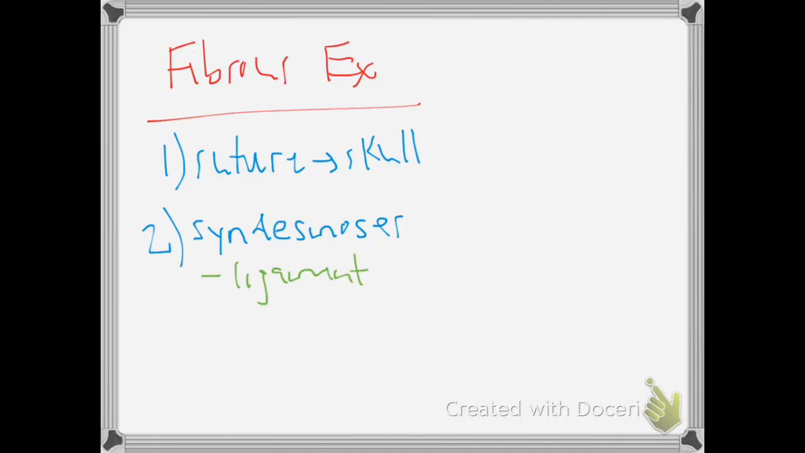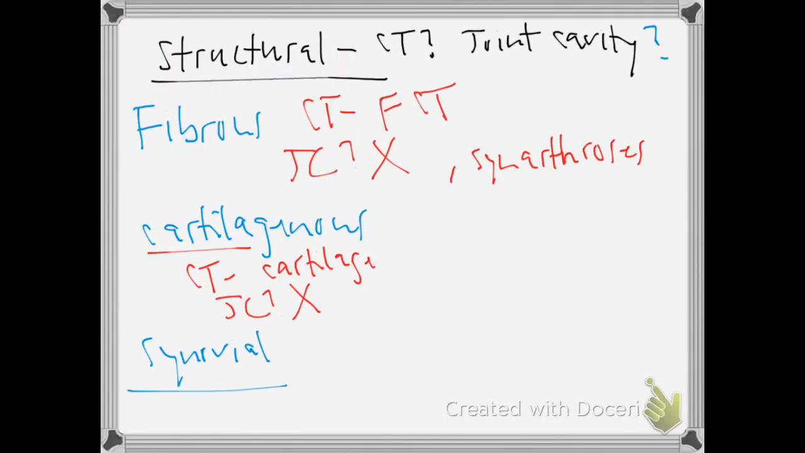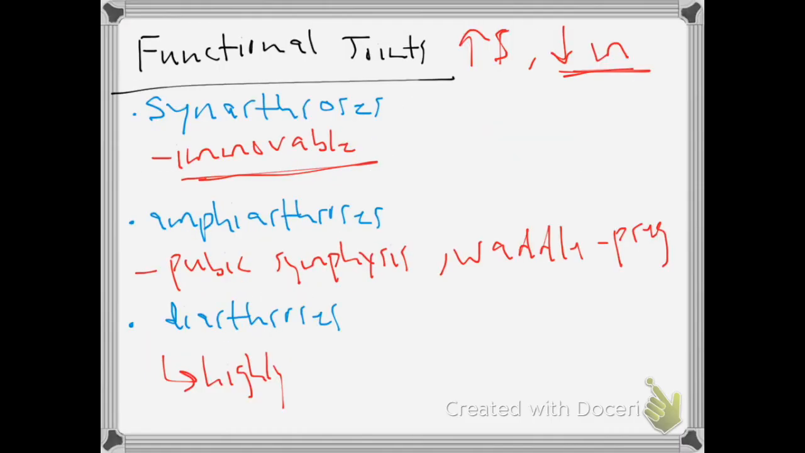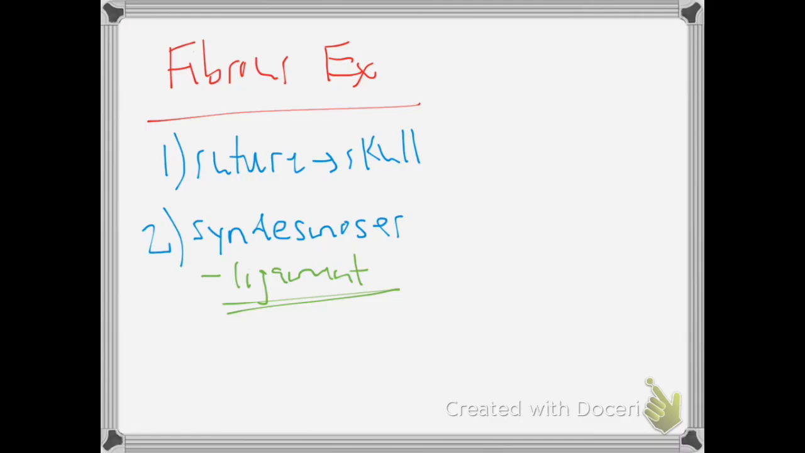But when we look at these, we're not looking at sutures, we're looking at syndesmosis. These have ligaments. An example of this is the ankle. There's a little tiny bit of movement, little tiny bit of space. Remember I said most fibrous are synarthrotic. Well, what does synarthrotic mean? Synarthrotic means that you can't move. So this syndesmosis is an example of a fibrous joint that has a little bit of movement.